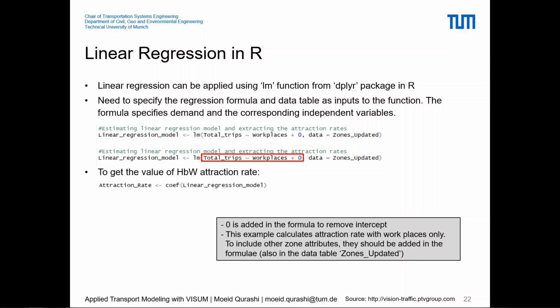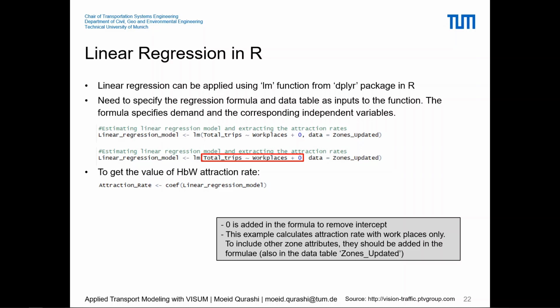Yeah, so basically the formula specifies the dependent and the independent variables. Here, the dependent variable is total trips, and the independent variable is work trips. So if the work trips increase, the dependent variable, that is total trips, will increase by a factor that we are trying to find here.